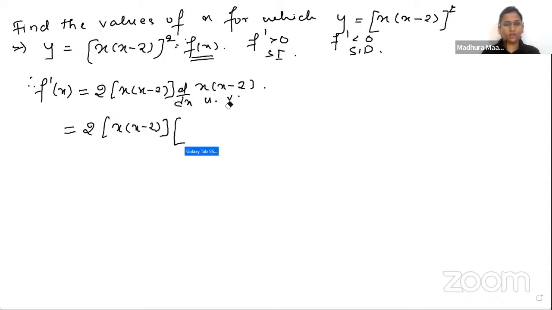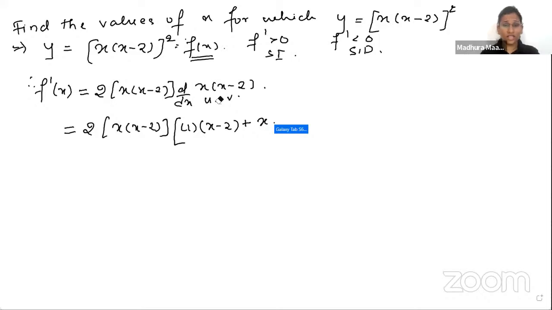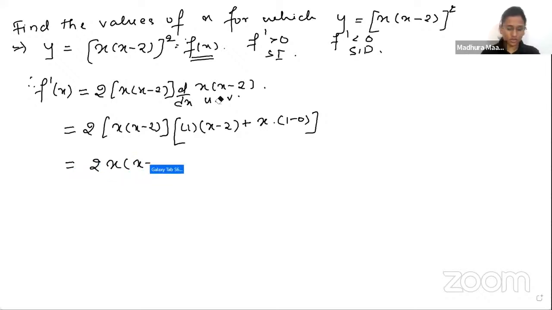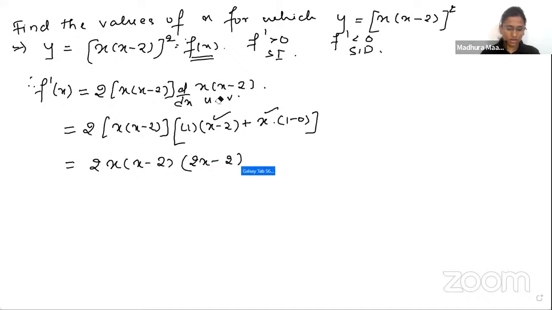ಈಗ I will do little bit directly here. ಏನ್ ಹೇಳುತ್ತೆ? u dash. u dash ಅಂದ್ರೆ x derivative ಏನಾಯ್ತು? 1. Which term as it is? x minus 2. 2 as it is. Plus u, x as it is, v dash. v dash ಅಂದ್ರೆ ಏನಾಗುತ್ತೆ? 1 minus 0. Okay, so this is 2 into x minus 2 into ಇಲ್ಲೇನಾಯ್ತು? x plus x ಇದೆಯಲ್ವಾ? x plus x ಏನಾಯ್ತು? 2 ಆಯ್ತು. Sorry, 2x ಆಯ್ತು and minus 2 as it is. Now this is your required f dash of x.